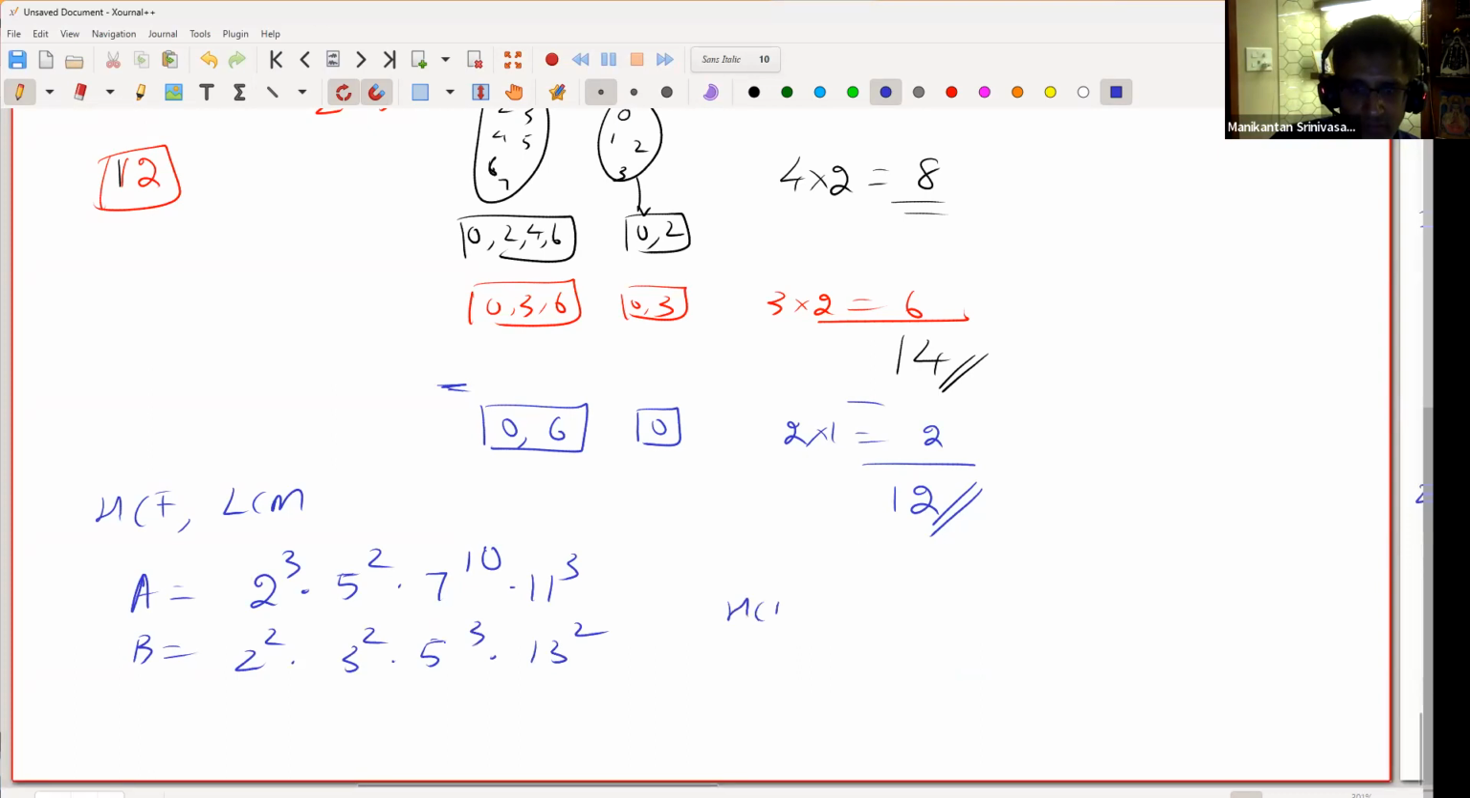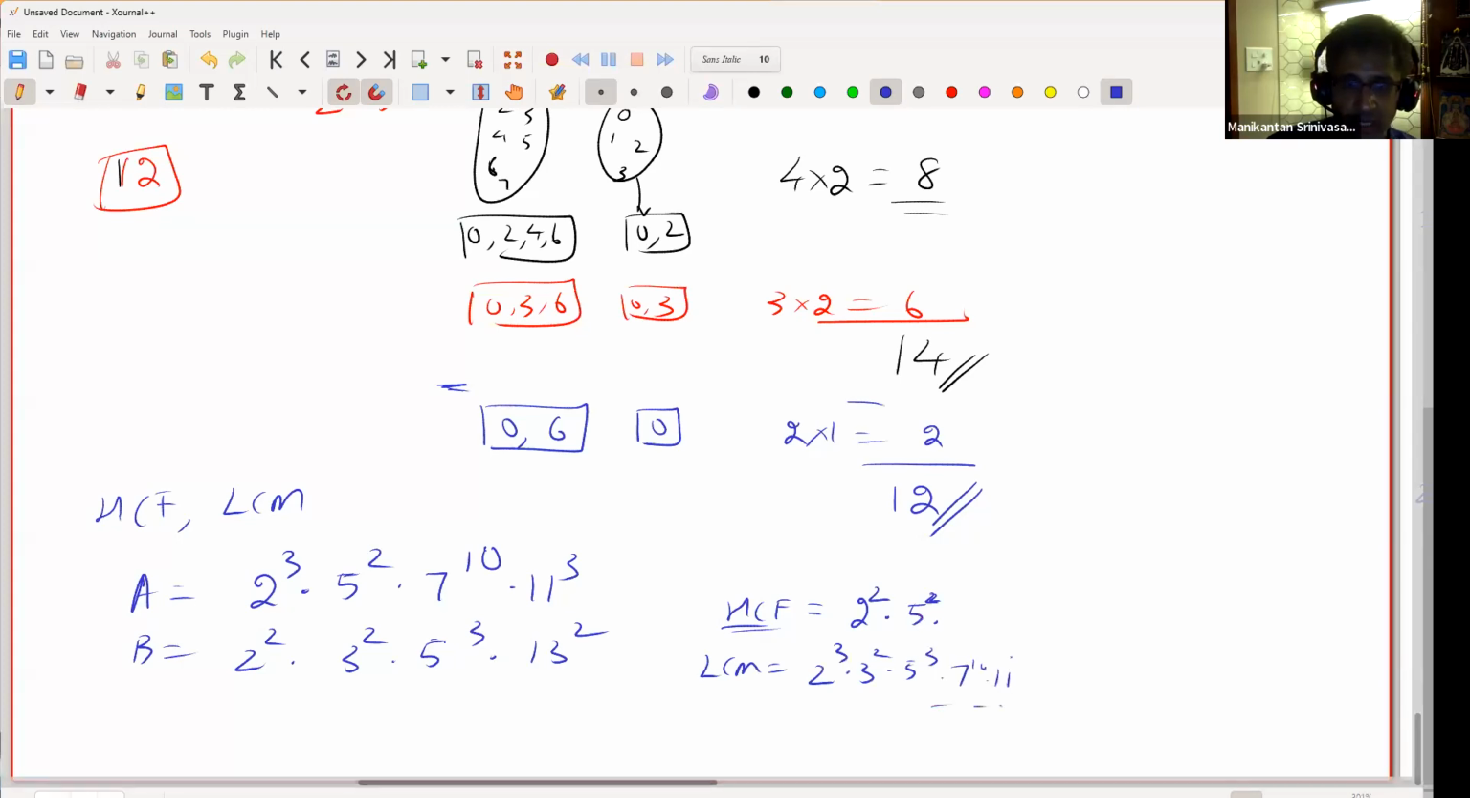Then the HCF will be the minimum occurrence of each prime number. So 2 occurs minimum 2 times, 3 occurs minimum 0 times, therefore I won't include 3. 5 occurs minimum 2 times, and 7, 11, and 13 do not occur in at least one of them. So the HCF just becomes this. LCM becomes the maximum occurrence. So 2 occurs 3 times, 3 occurs 2 times, 5 occurs 3 times, 7 occurs 10 times, and so on. You get the idea. When you have 2 numbers, the product of HCF and LCM will be the product of the numbers itself. That you can prove very easily.